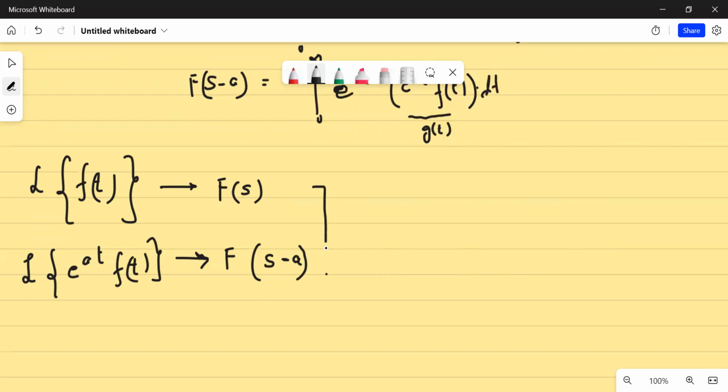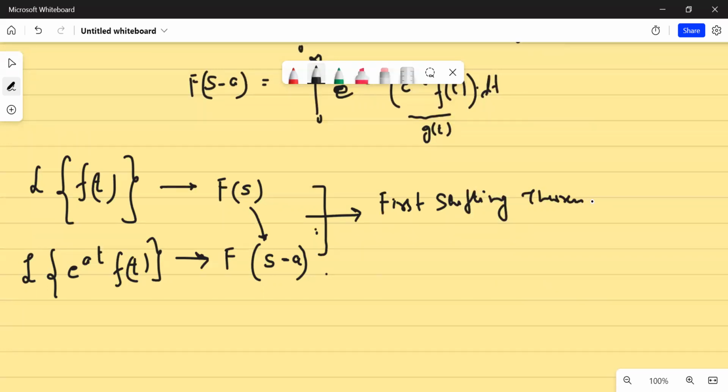ठीक है, this is what you call as a first shifting theorem. So basically here you are shifting on the s axis. मतलब जो Laplace transform पे जो ग्राफ बनेगा वहां पे फंक्शन कहाँ पे शिफ्ट हो जाएगा, instead of s it will be s minus a. So therefore the name first shifting theorem.